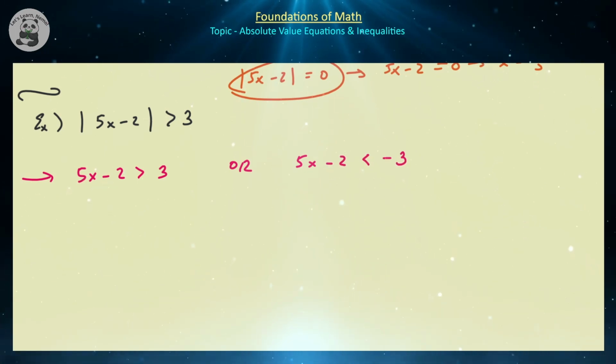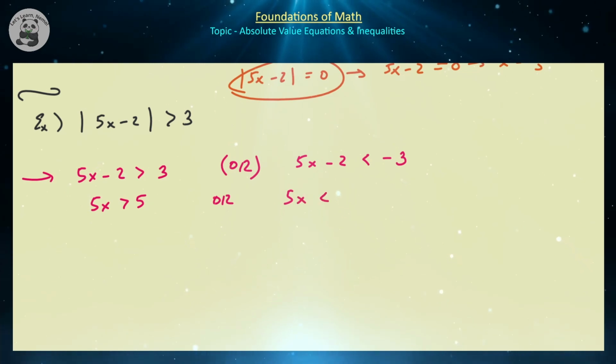negative 3. So we multiply the right-hand side by negative 1, and in some sense that's what flips that sign around. So we're going to add 2, so we have that 5x must be greater than 5, or 5x must be less than minus 1, which means that x must be greater than 5 over 5, which we know is going to be 1.